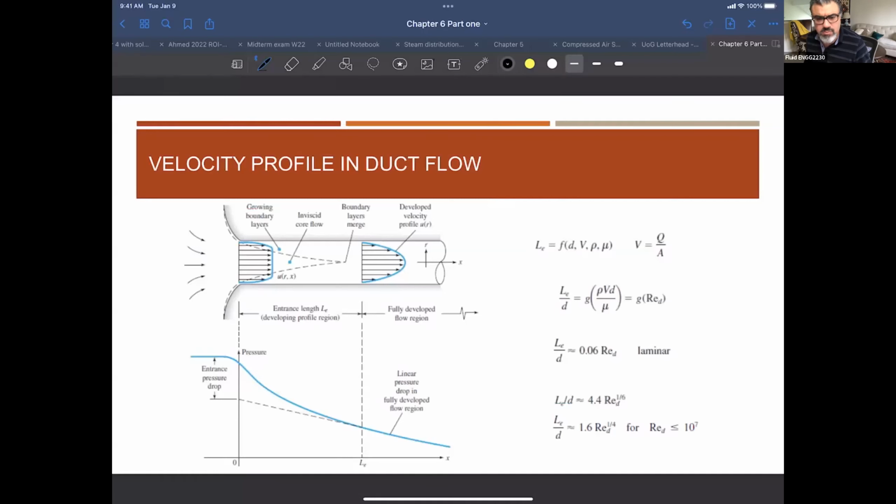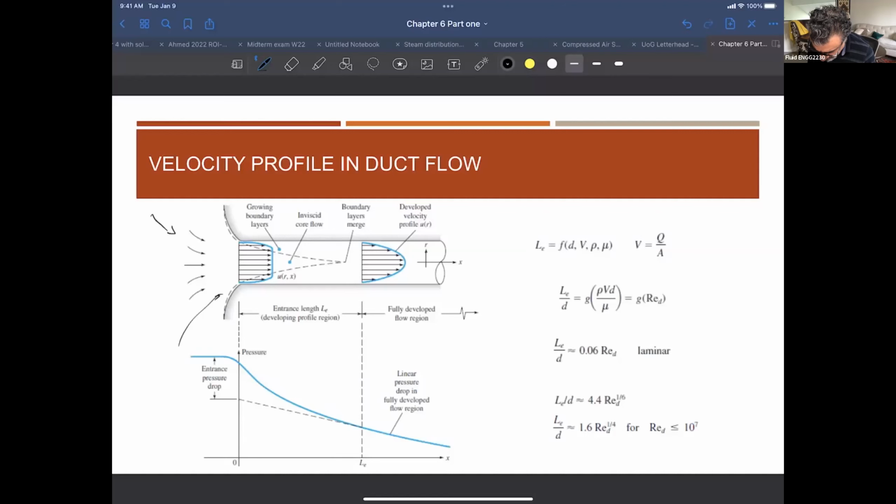You remember in chapter 5 we said that in order to develop a relation for this complex phenomenon, we might end up using what we call dimensionless analysis. For a pipe like this, the fluid is coming, let's say, from a tank or a huge reservoir, and now getting into the pipe. You will see some variation of this velocity profile.